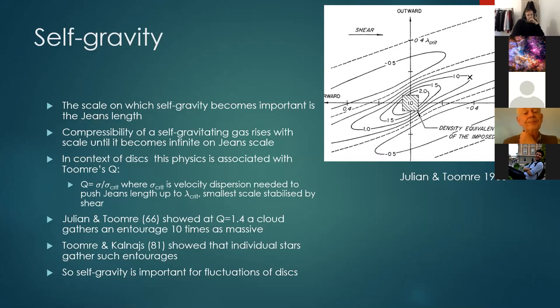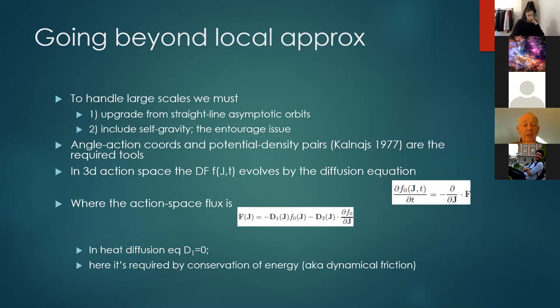So it's clear we need to go beyond the local approximation when discussing scattering, and what do we have to do? Because we need to handle these large scale scatterings, these scatterings at large impact parameters. How to do it? Well, there are two things we have to do. One is we have to upgrade from straight line asymptotic orbits. When we're discussing a phenomenon on the scale of the system, the unperturbed orbit cannot be treated as a straight line trajectory. It's got to be some kind of curved trajectory in the mean field of the system. And the second is we've got to include self-gravity.